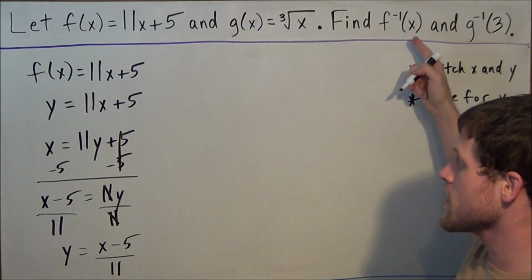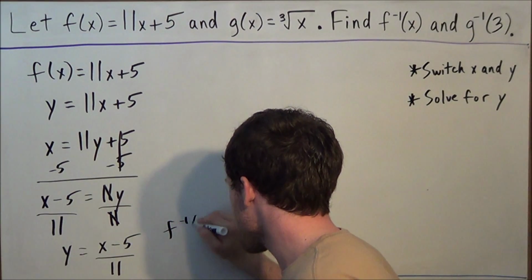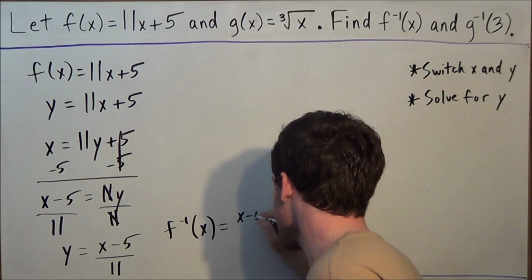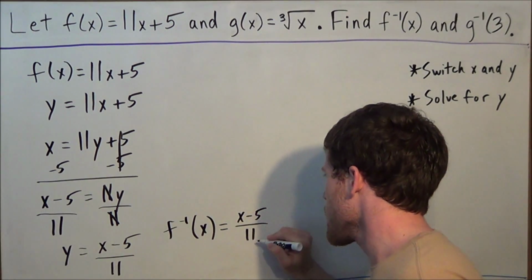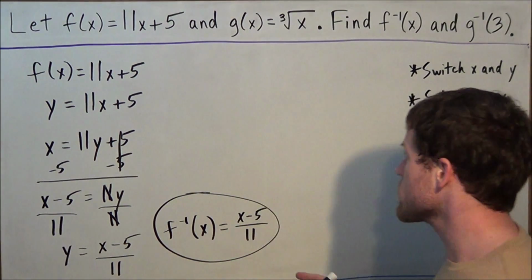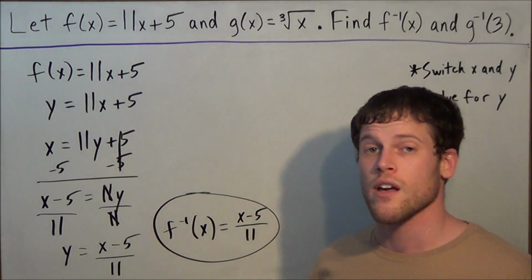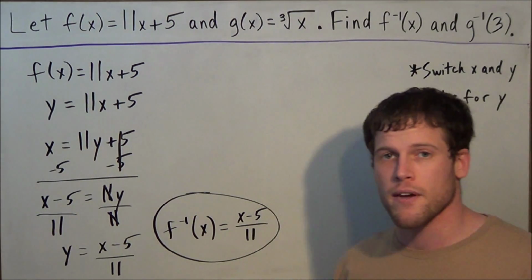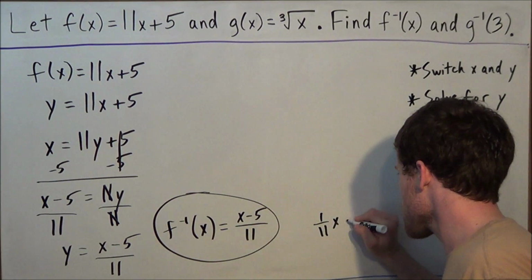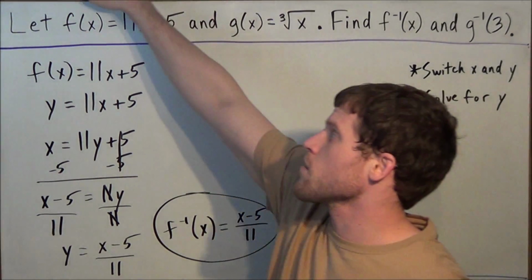So to write our final answer using function notation, we know that f inverse of x equals x minus 5 over 11. So this is our answer to the first part of the problem. F inverse of x, we have x minus 5 over 11. Now if you wanted to, you could write this in mx plus b form. You could write this as 1 over 11 times x minus 5 over 11. But this form here is sufficient.